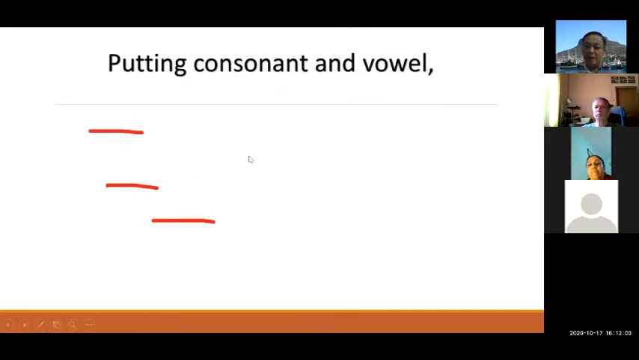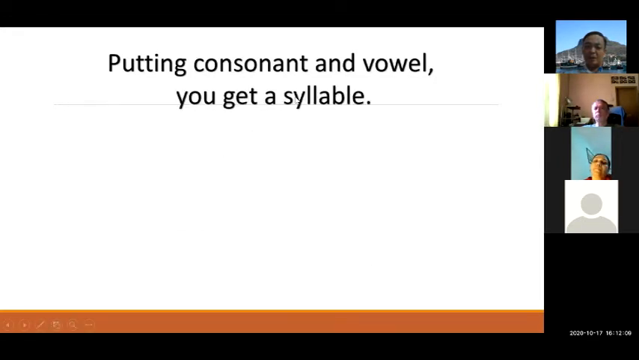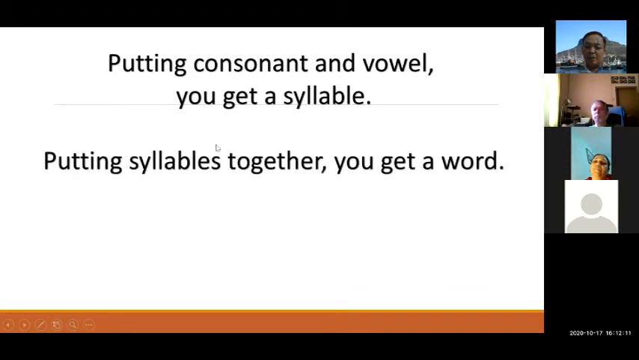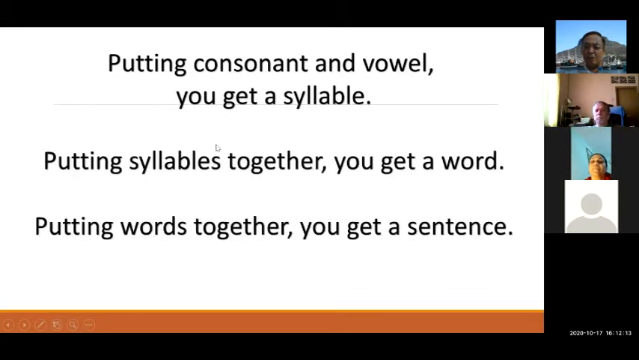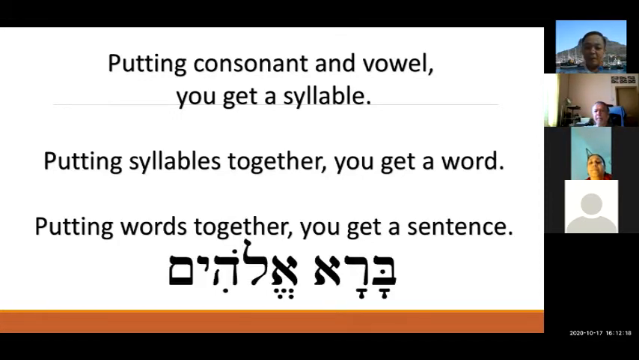Now let's go to the next slide. If you put the consonants and the vowels together, you will get the syllable. Then you put the syllables together, you get words. And then when we put the words together, you are able to read the sentence in Hebrew. Like here, the words bara Elohim, right? Bara Elohim.